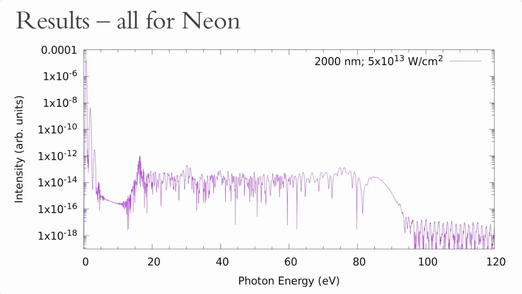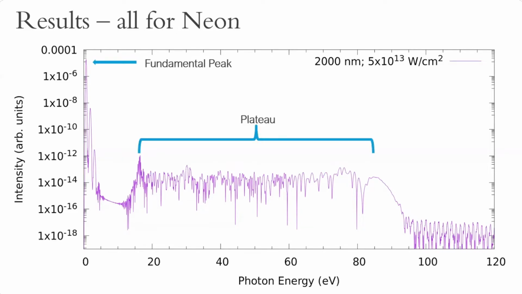So then some results that we found so far. This is our first preliminary result, just as an example of a high harmonic spectrum. All of the results that we'll be looking at here are for neon. This one is for a 2000 nanometer pulse at 5 times 10 to the 13 watts per centimeter squared peak intensity. If we break this down, we can see our fundamental peak right here.